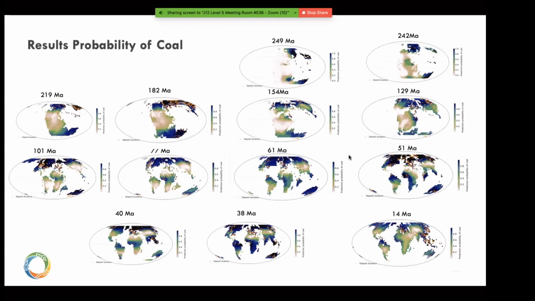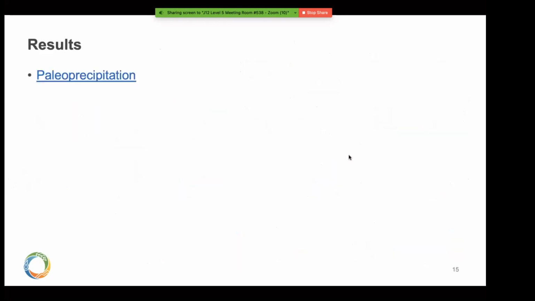But of course, we really just wanted this because we want to ultimately get to precipitation. Okay, so these were the results for coal, and the paper also has the results for evaporites as well as for glacial. Although there were so few observations in glacial that the reliability is low.